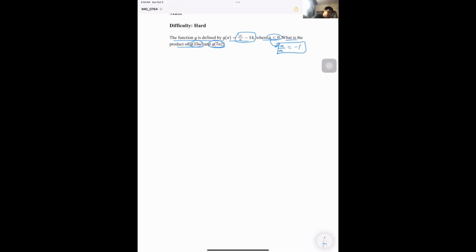So modulus of 15a by minus a minus 14. First we're using 15a, which is minus 15a, 15 minus 14, which is minus 29. Again, this time we'll use 7a inside modulus, and again minus a, and minus 14, which is minus 7 minus 14, which is minus 21.